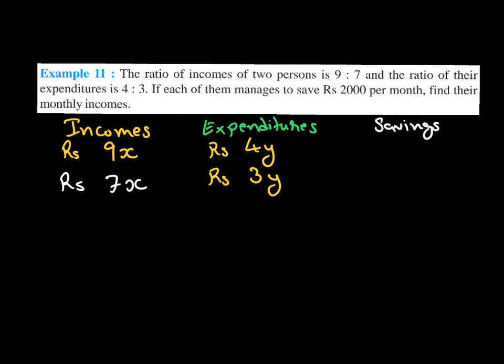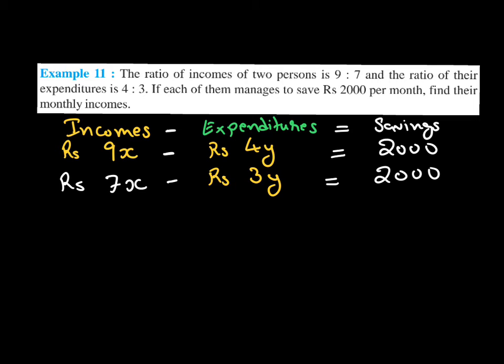We know that savings is nothing but income minus expenditure. So the first person's savings is his income 9x minus his expenditure 4y. His saving is 2,000 rupees. And the second person's income is 7x minus 3y. His savings is 2,000 rupees. Find their monthly incomes. So let's try this.